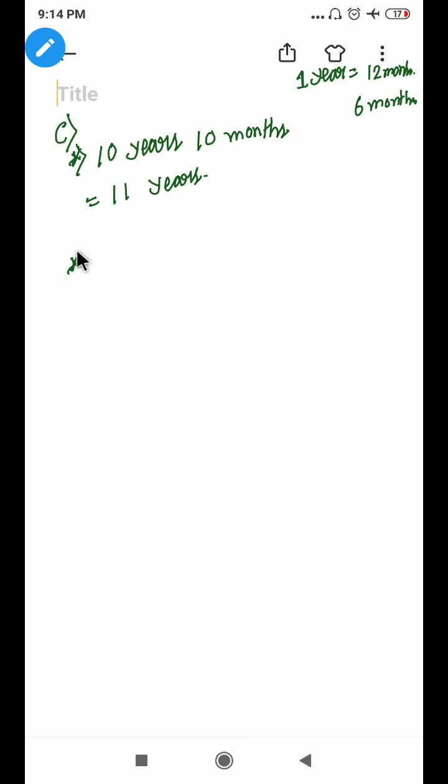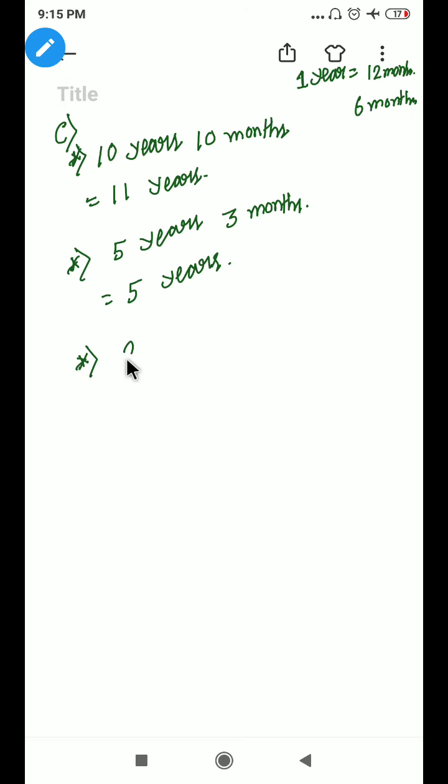Now let's see another example. The next question is 5 years 3 months. Here the months are 3, which is less than 6. So there is no need to add anything to this 5. It will remain the same, 5 years. Now let's see another example.